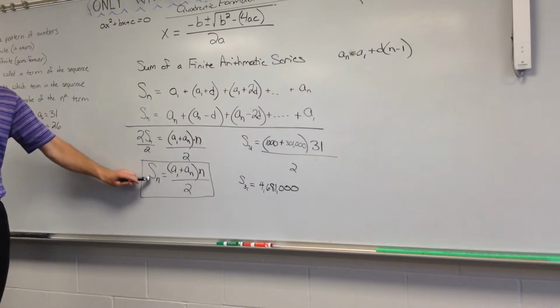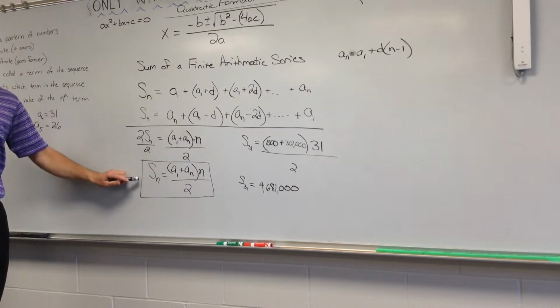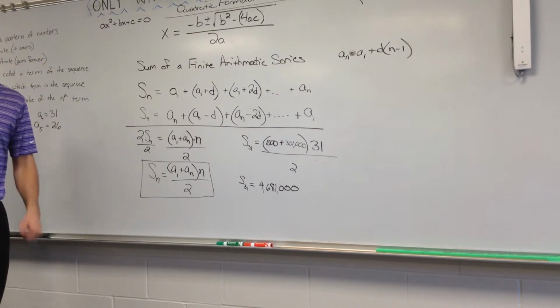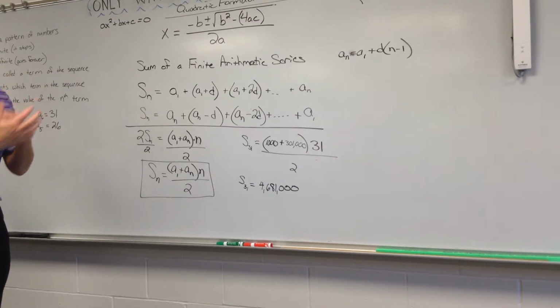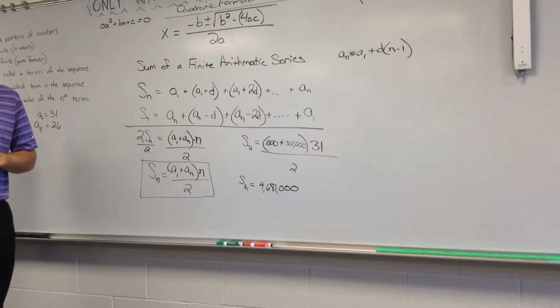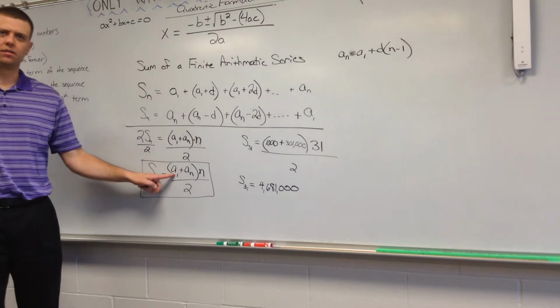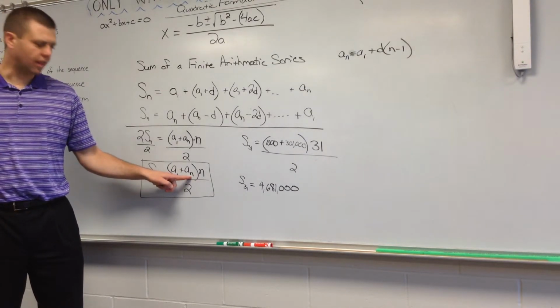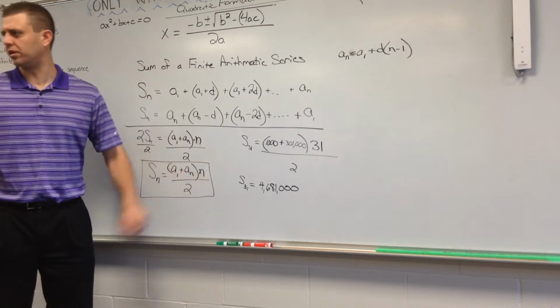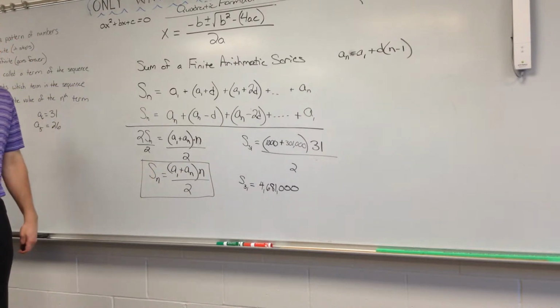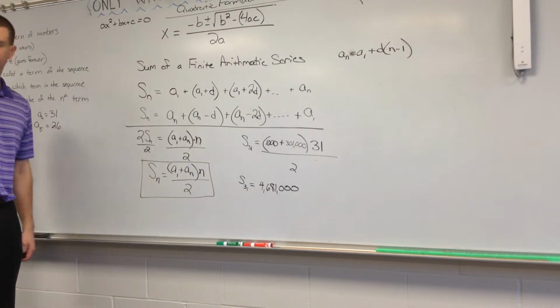Okay? This will always work. This will always work for the sum of a finite arithmetic series. As long as it's arithmetic, and you want to add the first 30 terms together, the first 50, the first 100, as long as it's finite, meaning it comes to an end, you can use this formula to help you. What does the a sub 1 represent? First term. a sub n, last term. n, number of terms. Okay? Alright, so there's the sum of a finite arithmetic series.